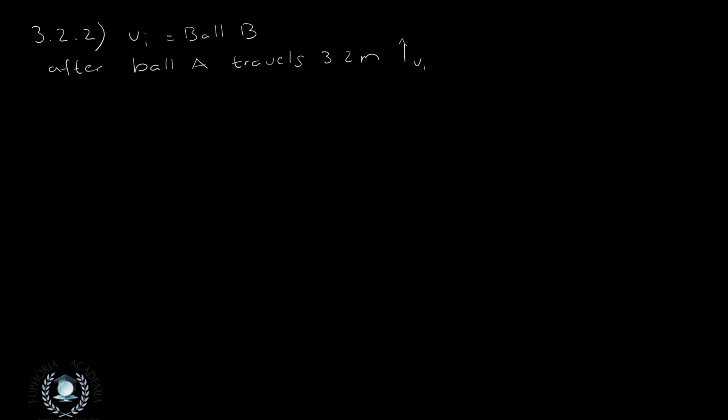All right. Okay, cool. So I guess what we have to ask ourselves is, how long does it take for ball A to pass the 3.2 meters? Because remember, these two balls, ball A and ball B, they are going to hit the ground, right? They're going to hit the ground at the same time.